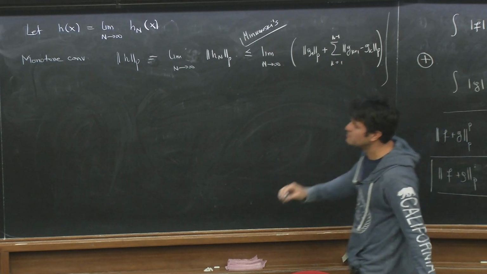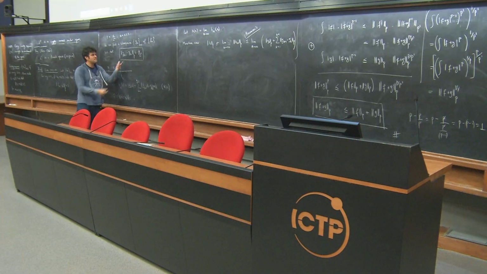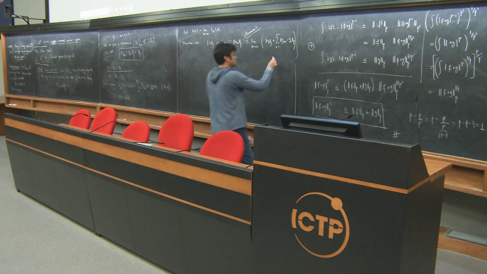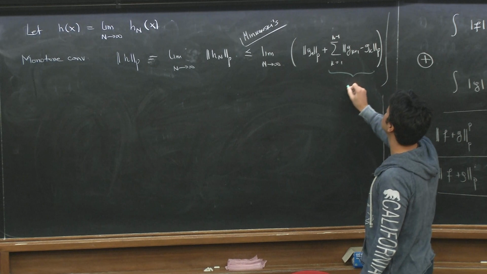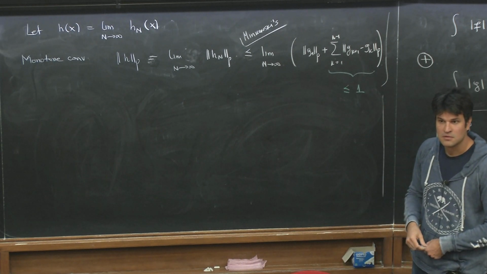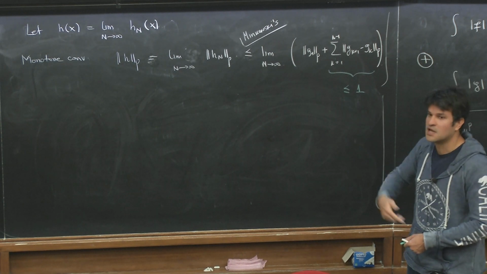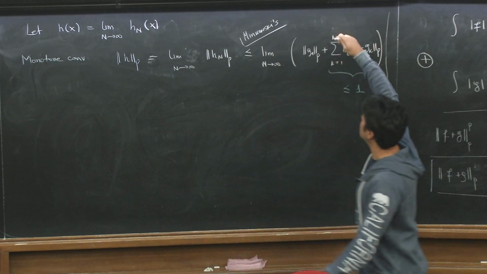Now comes the point where we actually constructed this subsequence such that the gaps between the consecutive ones were very small, 1 over 2 to the k, because this is something summable. So whatever is written right here is summable. This is less than 1. This is less than 1. This is less than the sum over 1 over 2 to the k from 1 to infinity, and then it doesn't depend on n anymore.